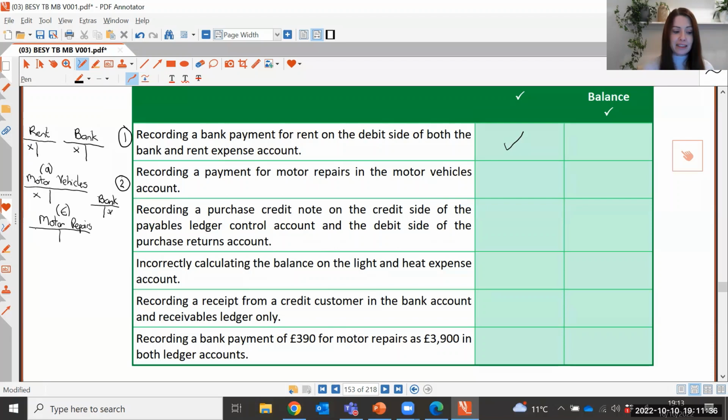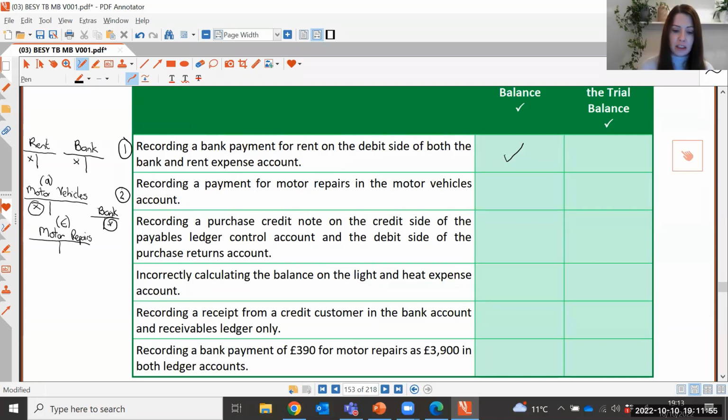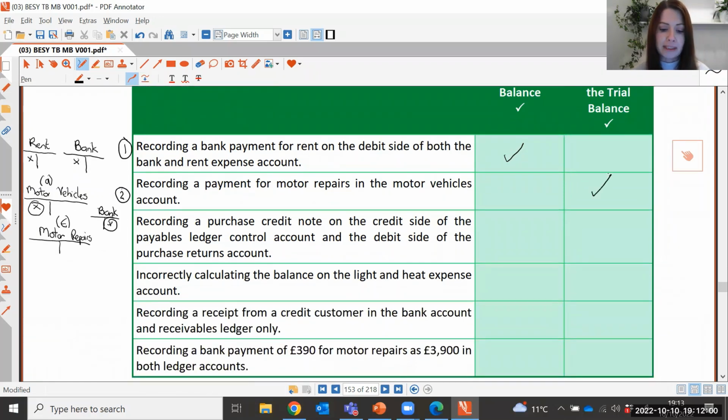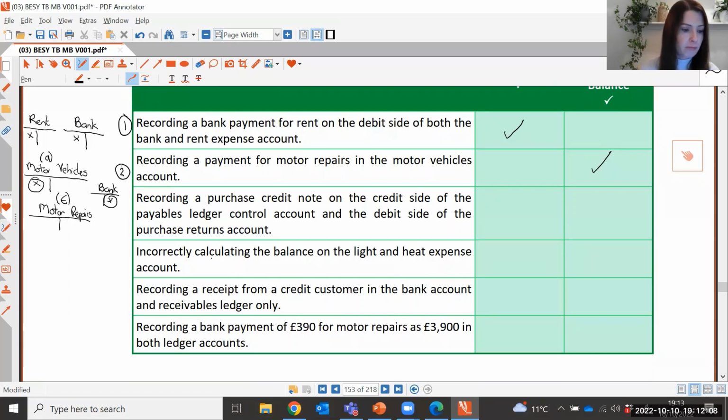Because we've entered it into the wrong type of account, this is an error of principle, because we used an asset account rather than an expense account. But in terms of the trial balance, we've got an equal debit and credit entry. So therefore, the error won't be disclosed by the trial balance because it is going to balance. I'll just move these drawings out of the way.